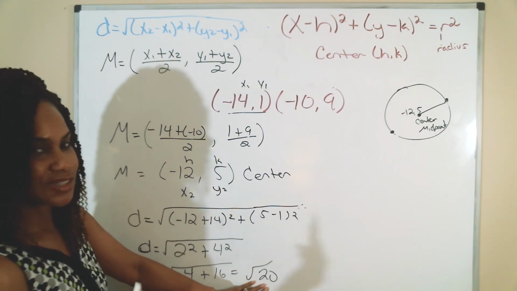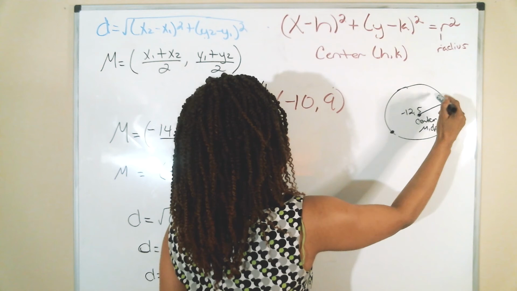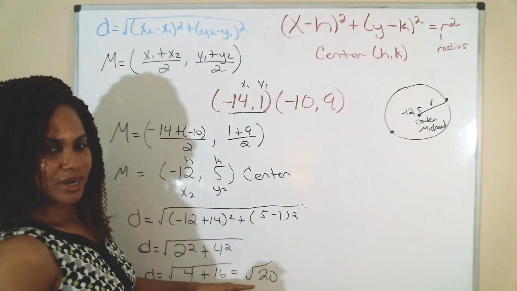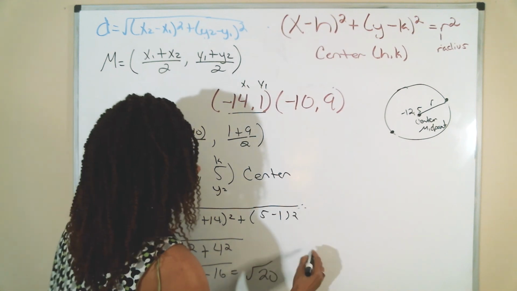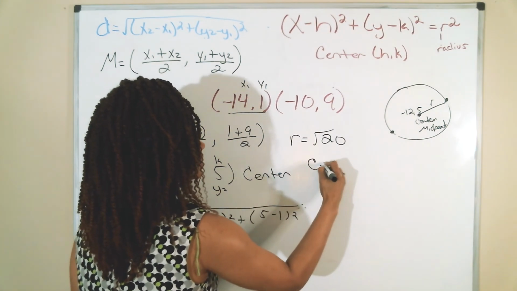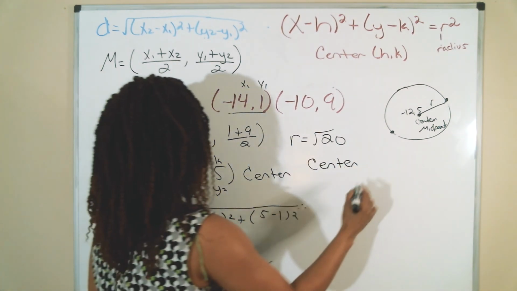So the distance, which is really the radius, because that's what I'm finding, the length from here to here would be my radius. That would be the square root of 20. So now my radius is the square root of 20, and the center is negative 12, 5.